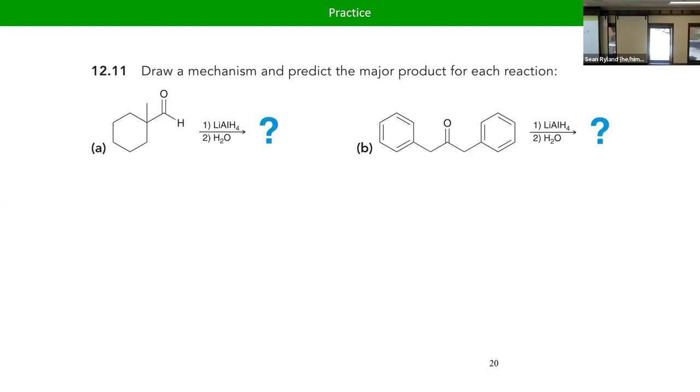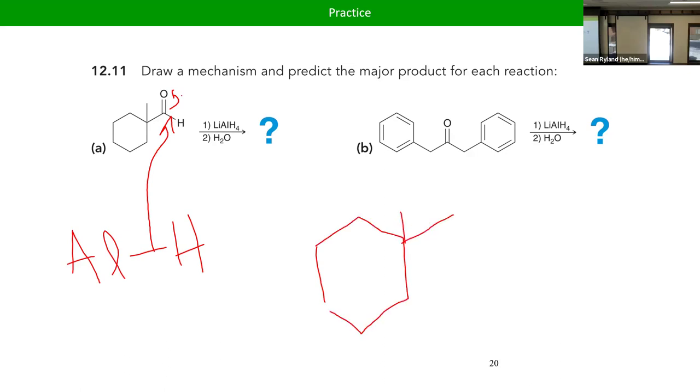So what do we get for A? Why don't we reduce? You can practice by drawing the mechanism as well. So we're gonna get the alcohol. So we're gonna wind up with that carbon being reduced. So we're gonna get a primary alcohol here, a primary alkoxide ion first, and then step two is just that proton transfer.